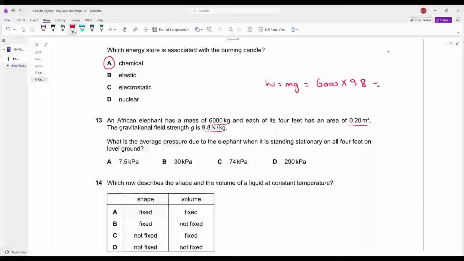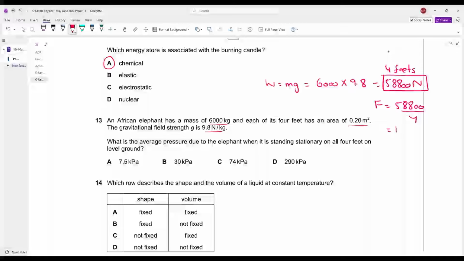6,000 into 9.8. Answer आ गया आपका: 58800 Newton. Now this is the weight that is being applied on 4 feet. ये कौन सा वेट है जो 4 feet पे अप्लाई हो रहा है? क्या आप 1 feet के लिए फोर्स निकाल सकते हो? 58800 divided by 4. Can you calculate that? Divide by 4 कर दो.